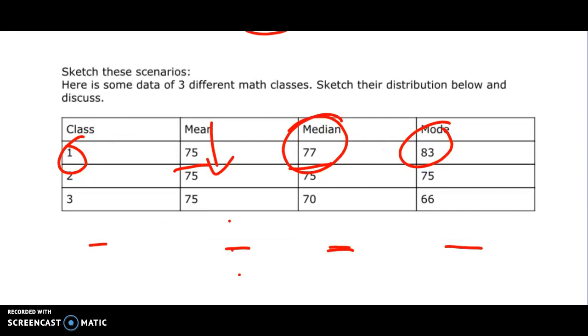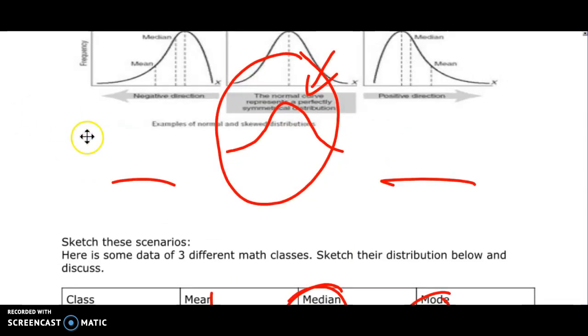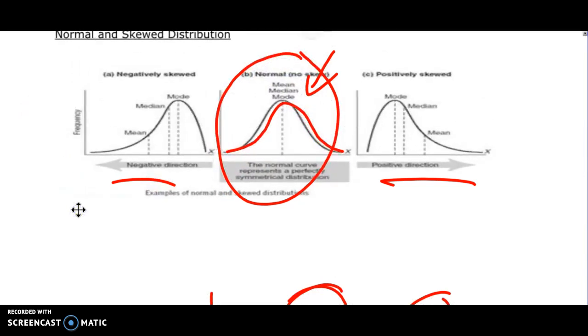Let's look at that. My mode is higher than my mean. So which example is that? Just line this up again. My mode is higher than my mean. So there's my mode, there's my mean. So my mode's over here.